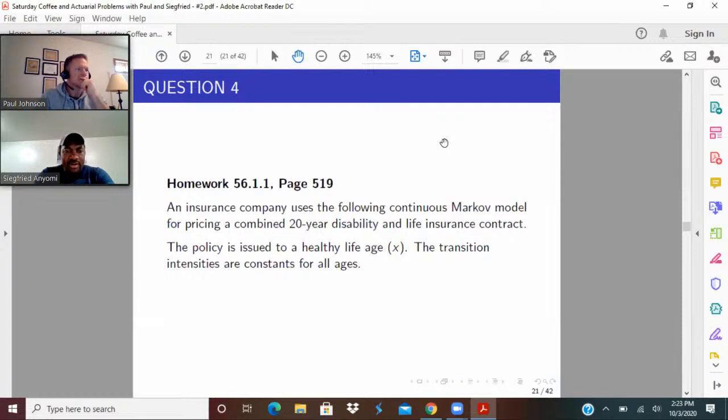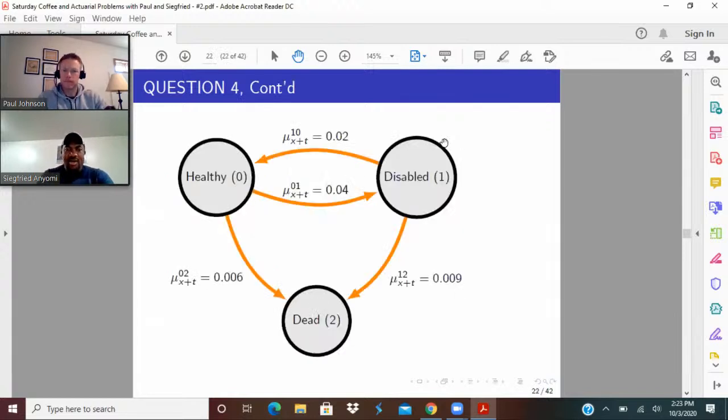The question goes: an insurance company uses the following continuous Markov model for pricing a combined 20-year disability and life insurance contract. The policy is issued to a healthy life age X. The transition intensities are all constant for all ages. So this time we have the same diagram as we saw before, but with numerical values assigned to the force of transition.